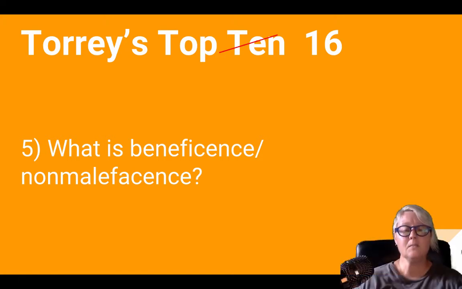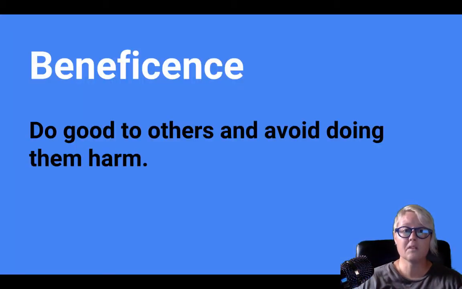Number 5, what is beneficence and what is nonmaleficence? Beneficence is a moral principle holding that you ought to do good to others and avoid doing them harm. Nonmaleficence, of course, is a very important principle in bioethics. In the medical field, practitioners take an oath, the Hippocratic Oath, where they agree to do no harm. Beneficence, however, goes further than doing no harm. Beneficence requires that we actively do good for others, that we act in the best interest of others, that we try to bring about good when we care for others.